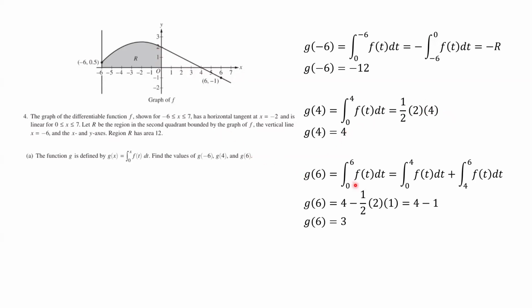g of 6 is the integral from 0 to 6 of f of t dt. So we need the area of this triangle and the area of this triangle, but we're going to subtract the area of the smaller triangle because it's underneath the x-axis. It's the signed area. So it's the integral from 0 to 4 plus the integral from 4 to 6 of f of t dt. I can use properties of integrals to write this. The first one we found in the previous part, so I directly took that. The second is just another triangle: half, the base is 2, the height is 1. But we remember to add a negative sign because we're subtracting this area. So it's 4 minus 1, which is 3. So g of 6 is 3.